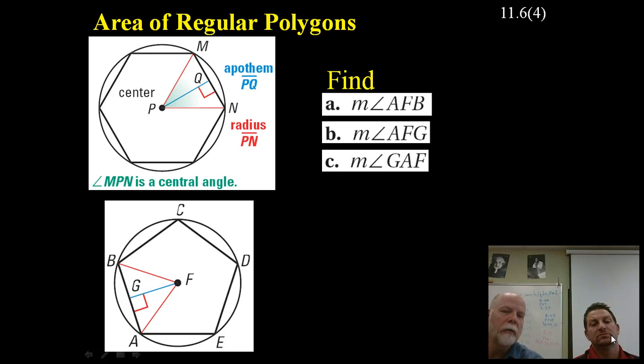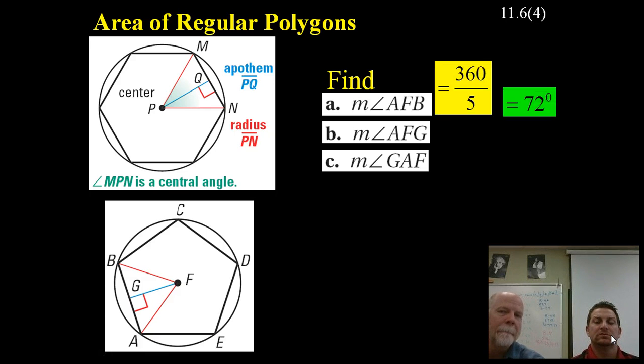And so that measure of angle AFB would end up being just 360 divided by 5. And so that ends up being 72 degrees. Okay? So you just take 360 and basically divide it by how many sides are in the shape, because that's the easiest way to do it, to find how many central angles there are. Okay?